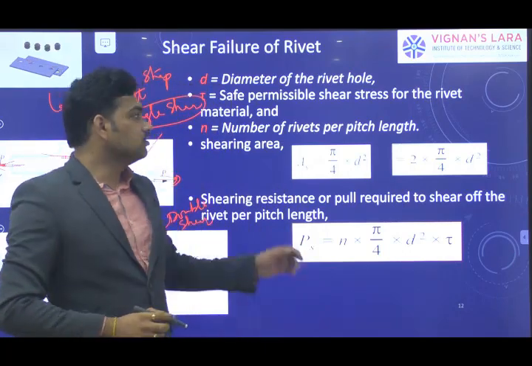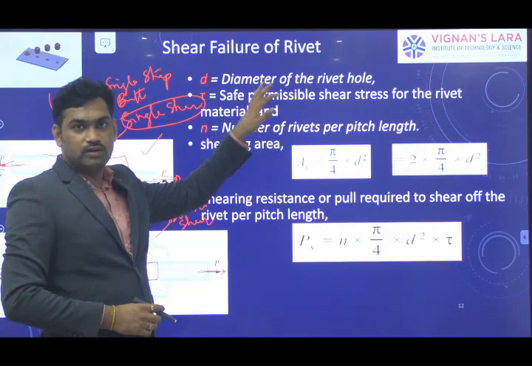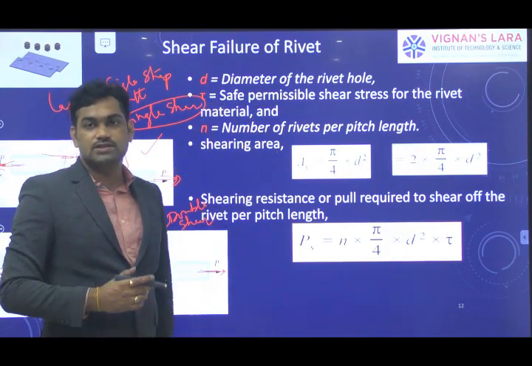Clear? And coming to the strength values, let us take small d to denote the diameter of the rivets, and tau as the permissible shear stress for the rivet material.